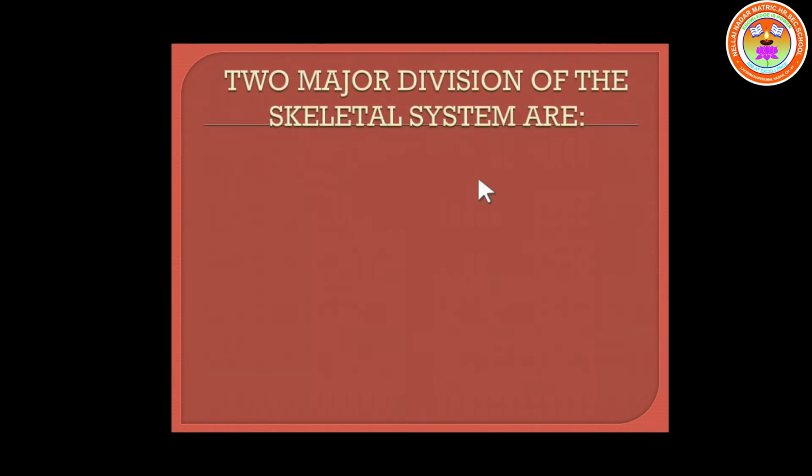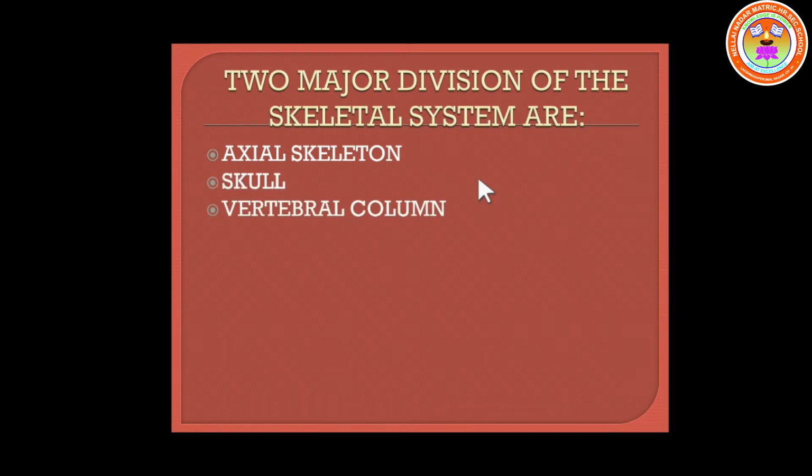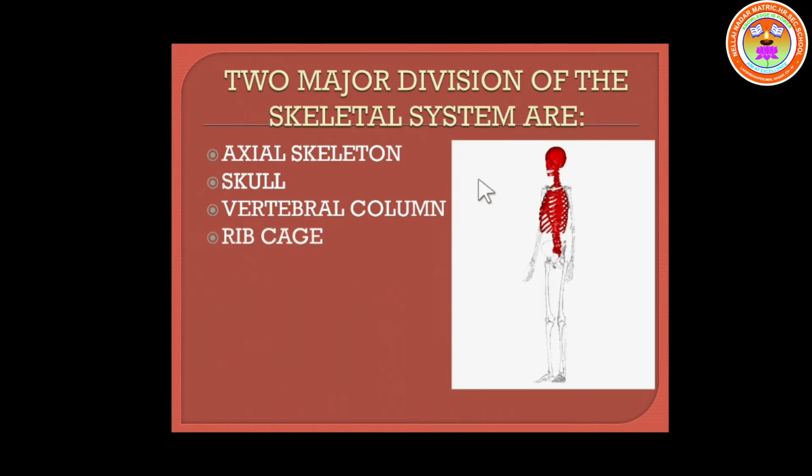There are two major divisions of skeletal system. One is the axial skeleton. The axial skeleton consists of three parts: skull, vertebral column and the rib cage. Here you can say this is the axial part. The red color highlighted part is the axial skeleton, which consists of the skull, the vertebral column in the middle and the rib cage. So these three constitute the axial skeleton.